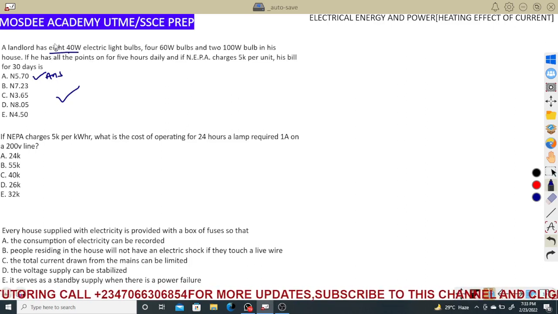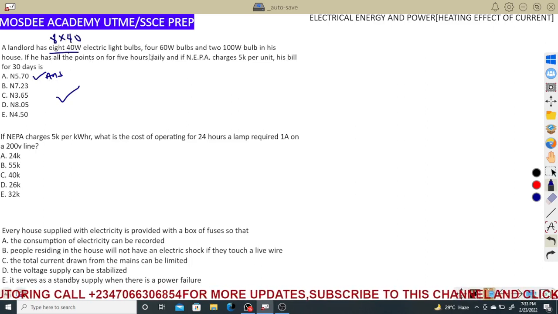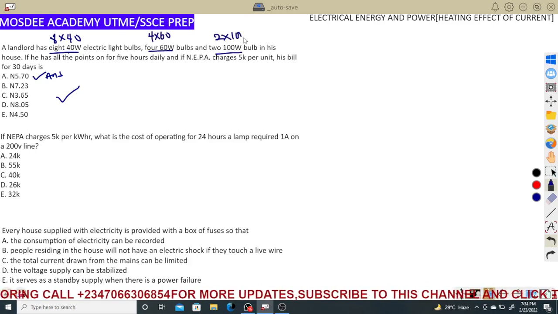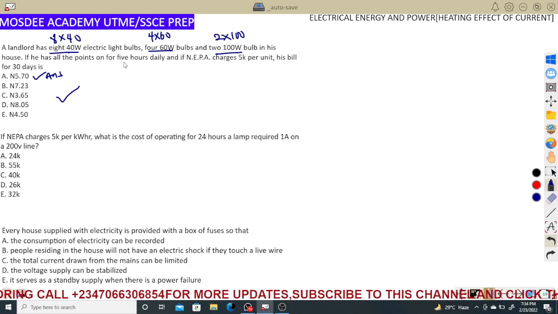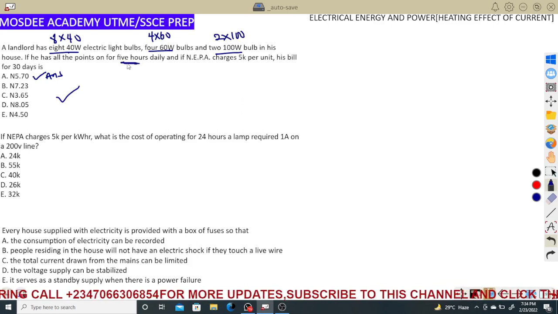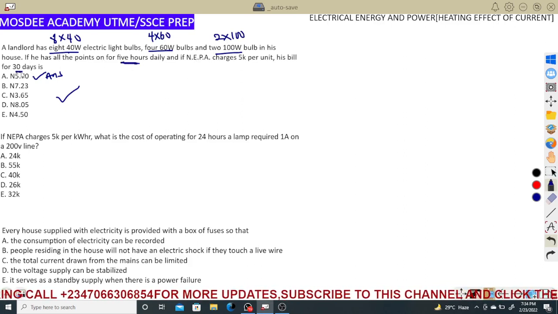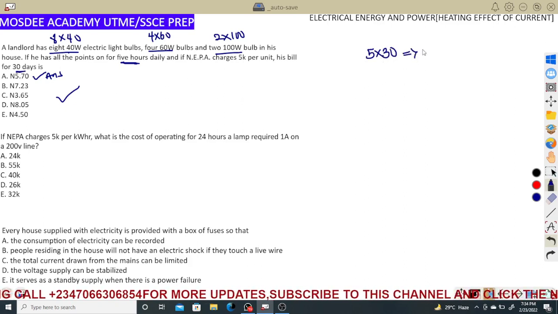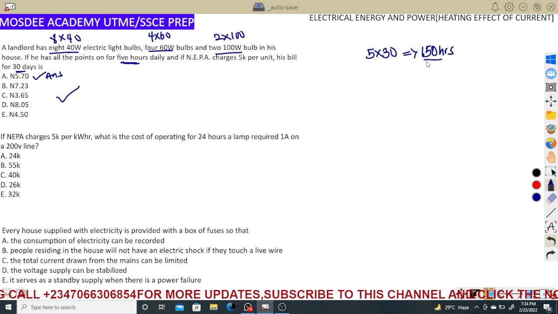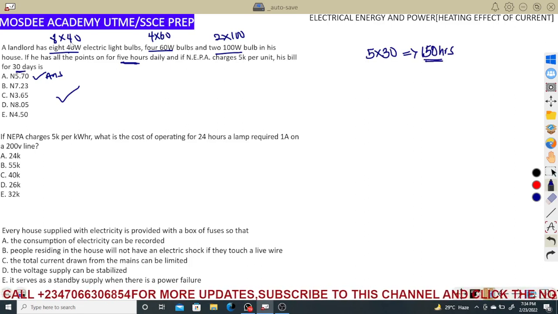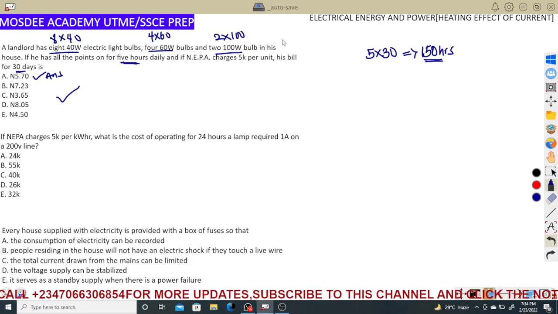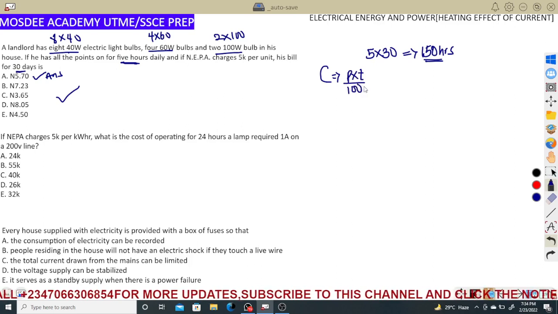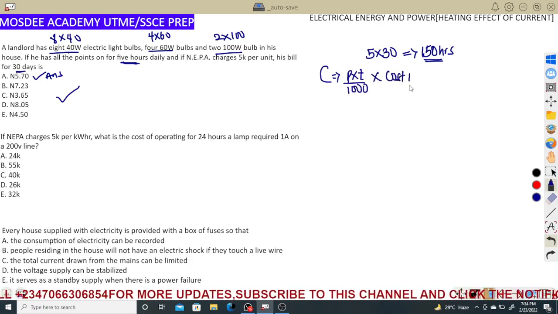This is 840 watts, 8 times 40. Just the same concept. 460 watts, 4 times 60, and 200 watts, 2 times 100, to calculate the total power. Look at this, it was on for 5 hours daily. How many days? 30 days. The total hours is now 5 times 30. You understand? 5 hours every day for 30 days, that's 150 hours. So be careful about that. This is your time. These are your powers: 320 plus 240 plus 200. That's your total power. Then cost will be equal to power times time over 1,000 multiplied by cost per unit. You can just substitute the parameters.